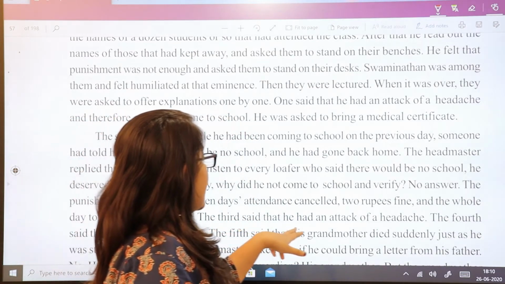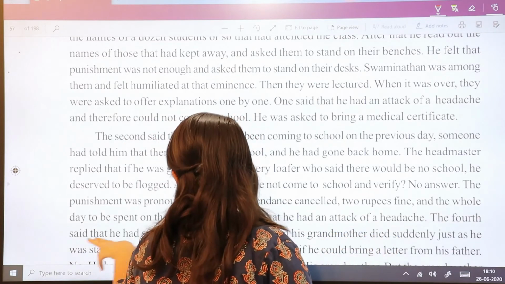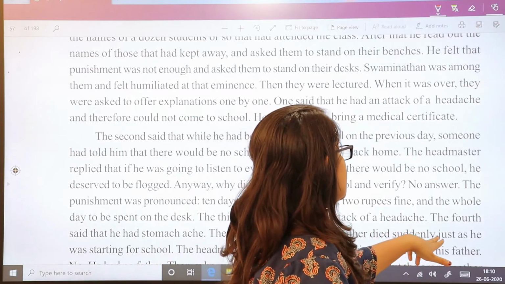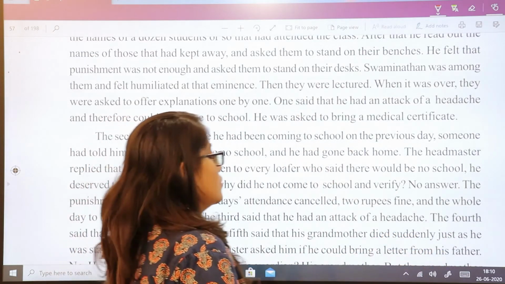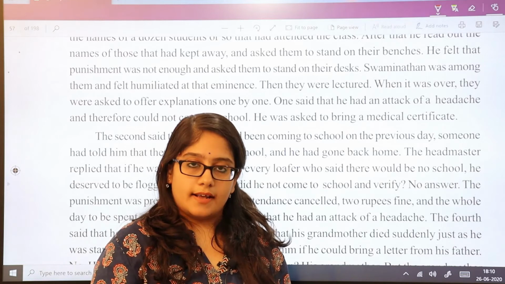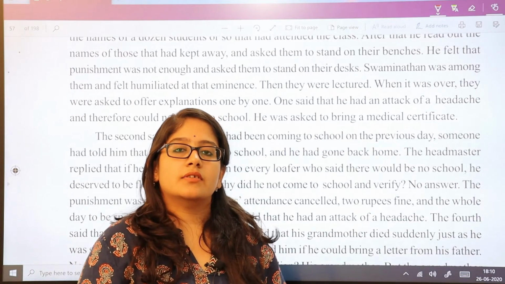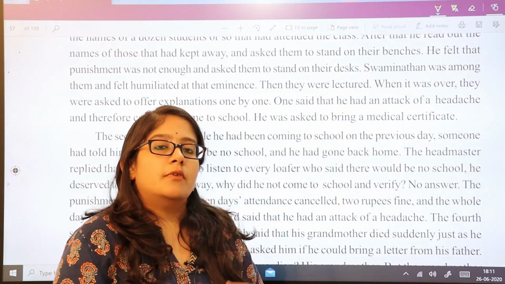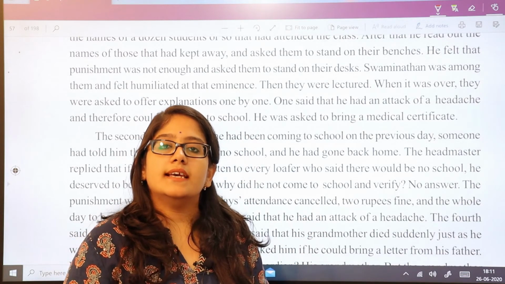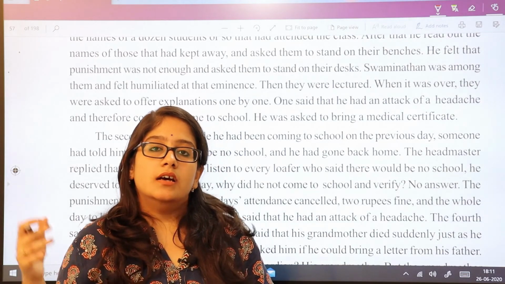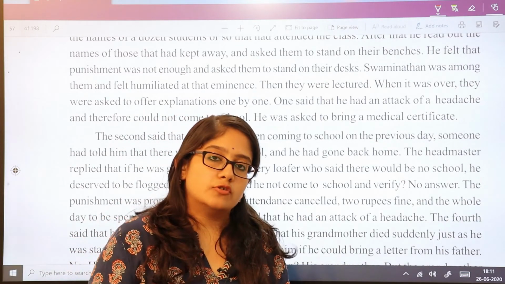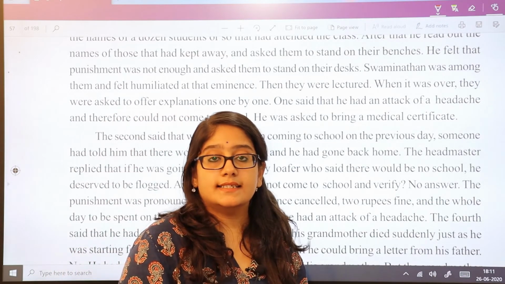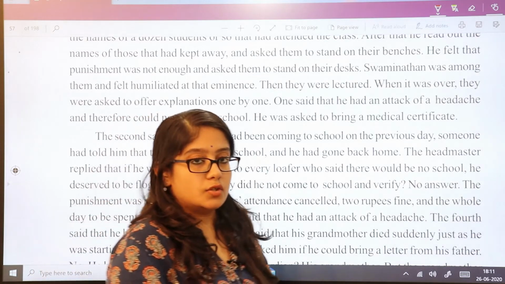The third said that he had an attack of headache. The fourth said that he had stomachache. The fifth said that his grandmother died suddenly just as he was starting for school. So the boys who were standing, each of them started to provide an excuse. One of them said he had a stomachache, the other said he had a headache, another said a man approached him and told him that there was no school, and the other one says his grandmother died and that's the reason why he could not attend school.